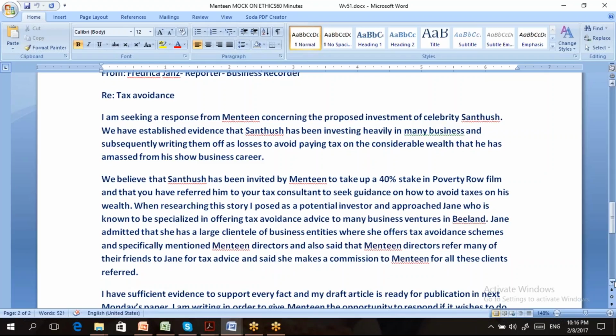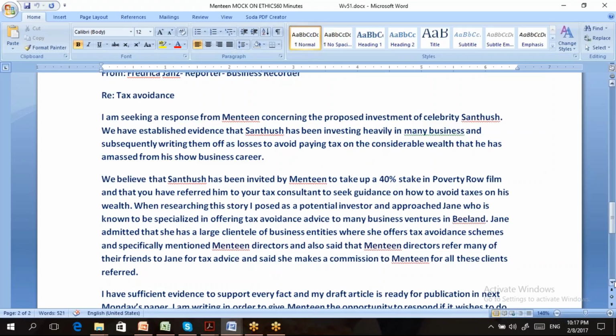Right? Okay. So remember, there's something called tax evasion, there's something called tax avoidance. Tax avoidance is simply legal, maybe a little bit unethical, but it's simply legal. Tax evasion is illegal. Jane admitted that she has a large clientele of business entities to whom she offers tax avoidance schemes and specifically mentioned Maintain directors, and also said that Maintain directors refer many of their friends to Jane for tax advice and that she pays a commission to Maintain for all these clients.